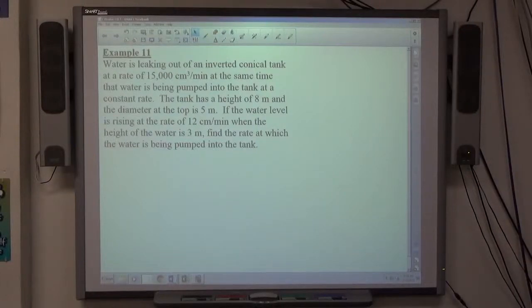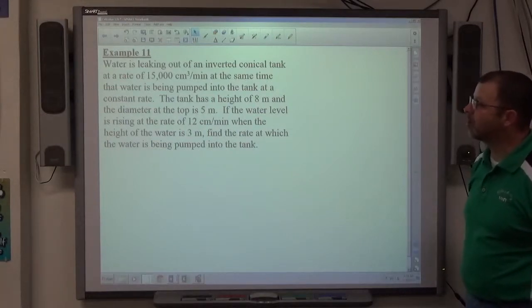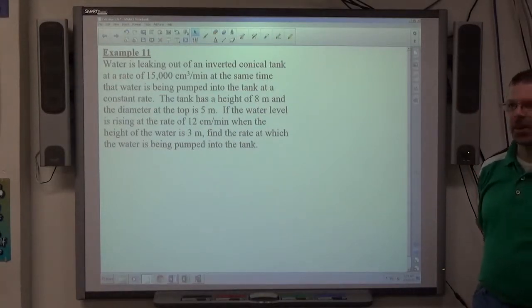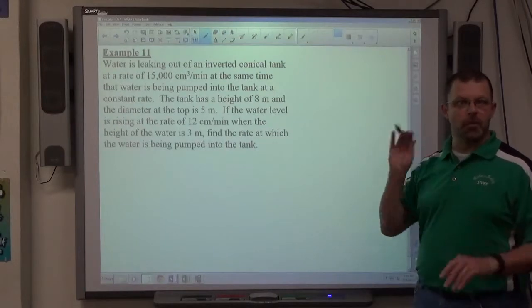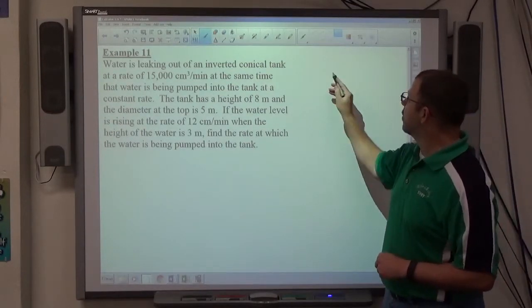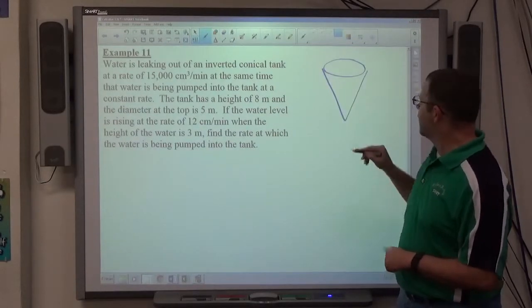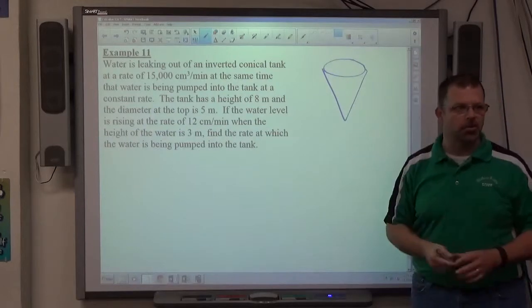All right, example 11. Water is leaking out of an inverted conical tank at a rate of 15,000 cubic centimeters per minute. At the same time, water is being pumped into the tank at a constant rate. So before we start figuring anything else out, let's just draw the picture correctly. An inverted conical tank means it's a cone, but it's upside down. So the base is facing upward, so it would hold water.